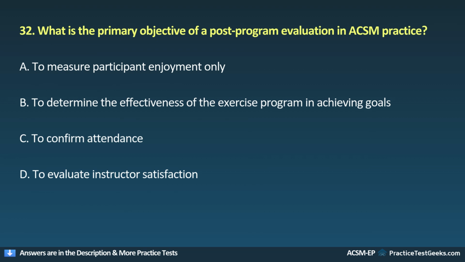32. What is the primary objective of a post-program evaluation in ACSM practice? A. To measure participant enjoyment only. B. To determine the effectiveness of the exercise program in achieving goals. C. To confirm attendance. D. To evaluate instructor satisfaction.